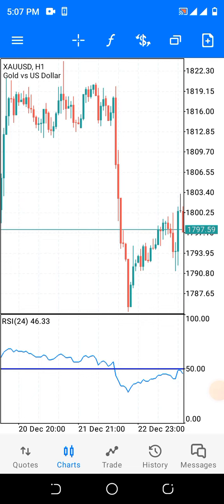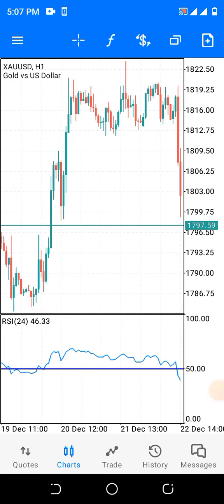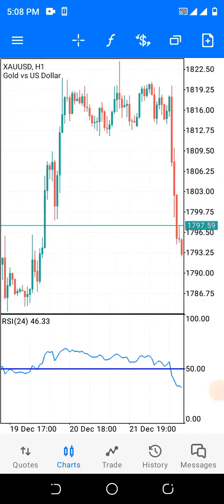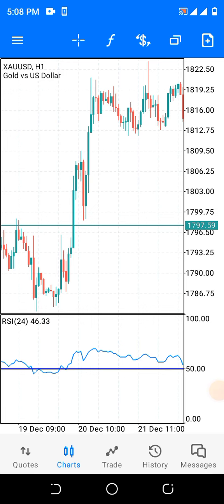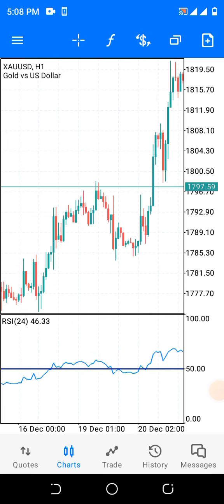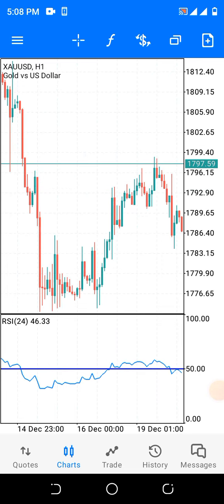This is called the golden strategy for trading gold. I call it the golden strategy for trading gold. Now I will reveal the secret to you. Only one indicator you need. The relative strength index. That is the only indicator you need to trade gold and make consistent profits.